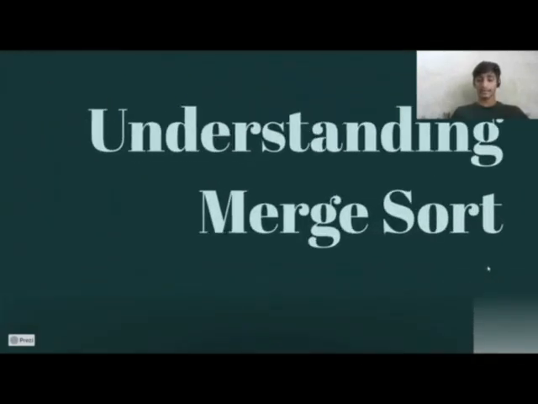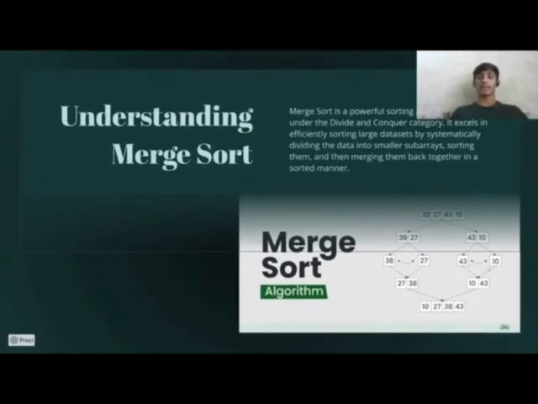So let's understand what merge sort is. Merge sort is a powerful sorting algorithm classified under the divide and conquer category. It excels in efficiently sorting large datasets by systematically dividing the data into smaller subarrays, sorting them and merging them back together in a sorted manner.